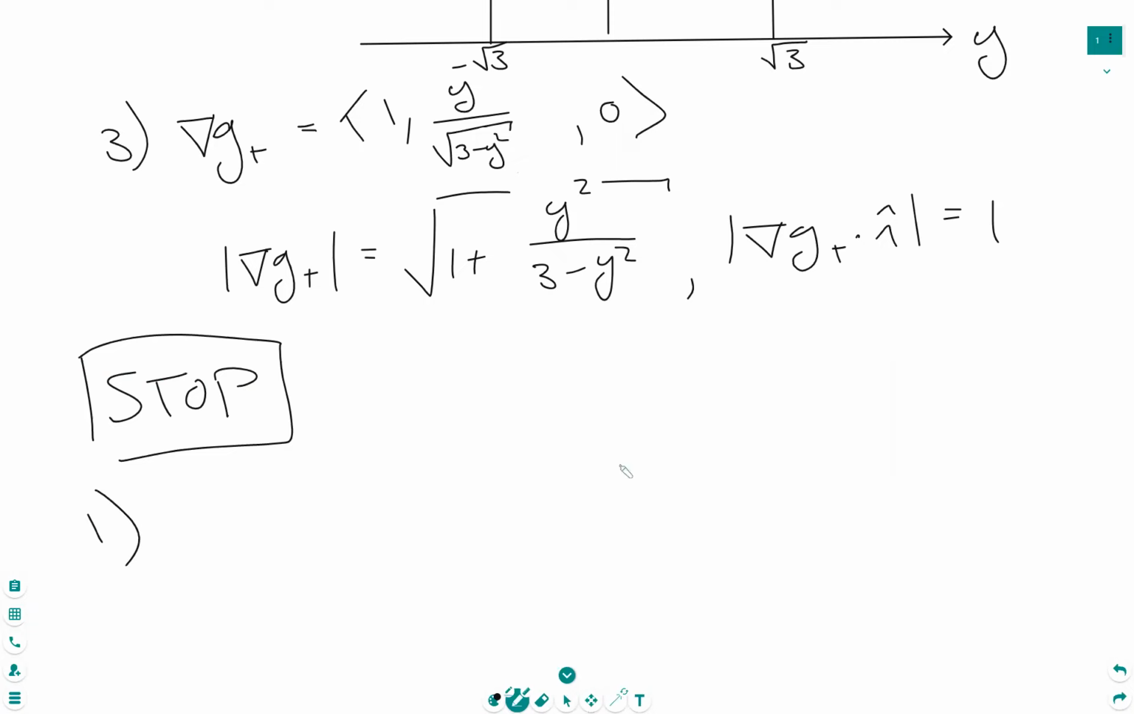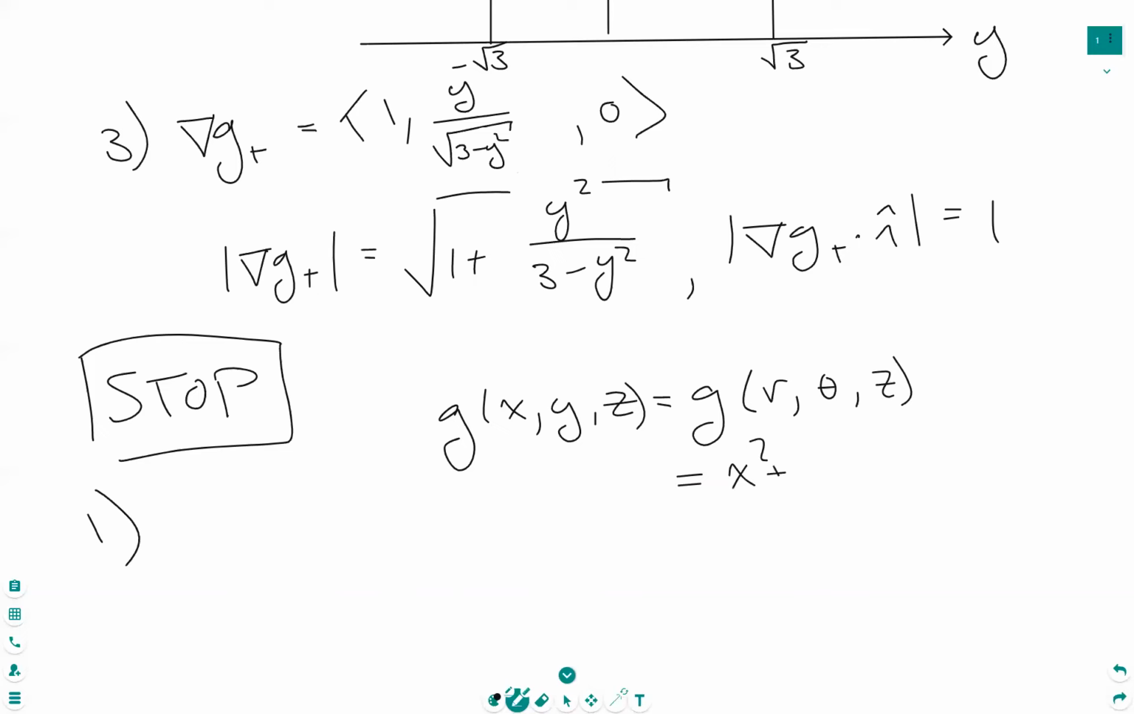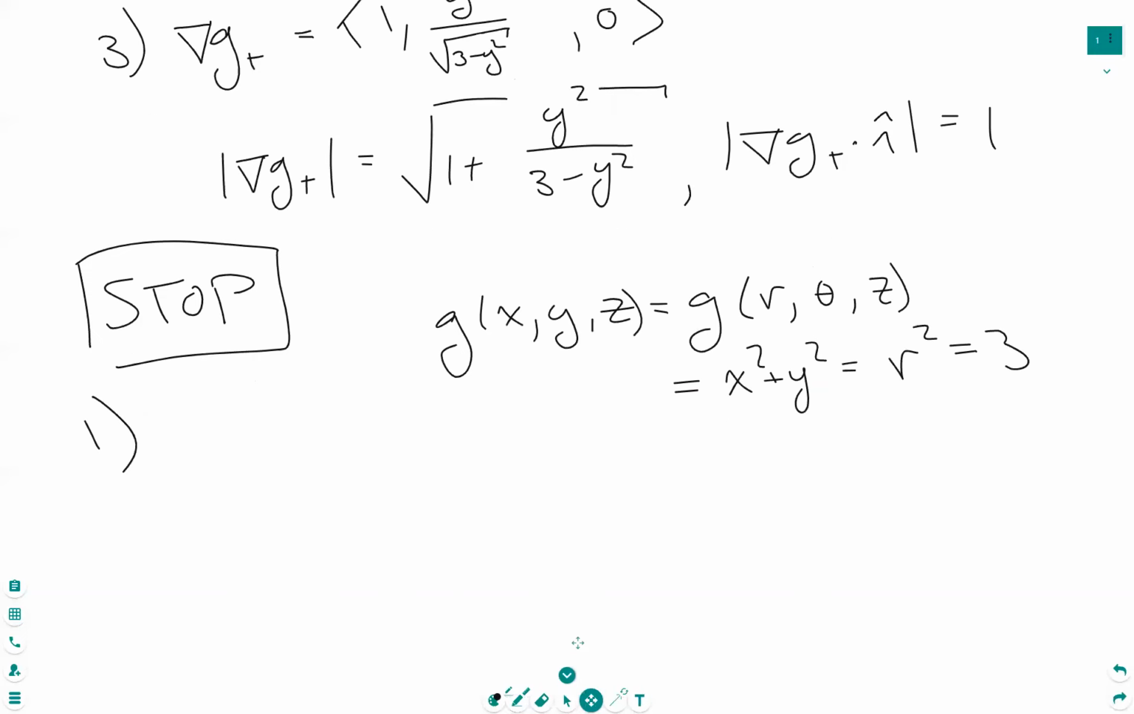So instead, let's say that our g function is rather a function of r, theta, and z. And then when we have x squared plus y squared, we can really say that this is r squared, and this was equal to 3. So now we don't have to worry about cutting the cylinder in half, and you'll see why.